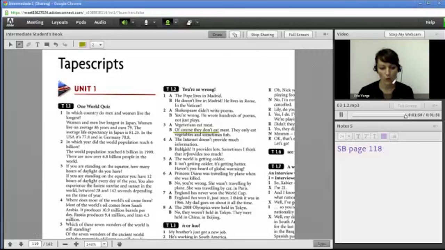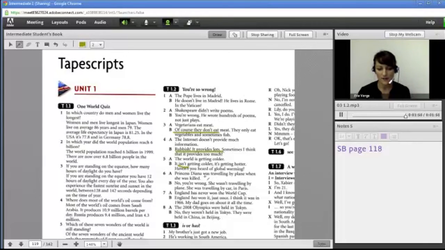Number 4. The internet doesn't provide much information. Rubbish. It provides lots. Is to say rubbish. But please be careful with this one. It's quite informal. So maybe you don't want to say this to your teacher or your boss. So, rubbish. It provides lots. So, the original sentence was negative. And here you use the opposite, so a positive sentence and different information. Number 5. The world is getting colder. It isn't getting colder, it's getting hotter. So you use a negative and a positive as well.